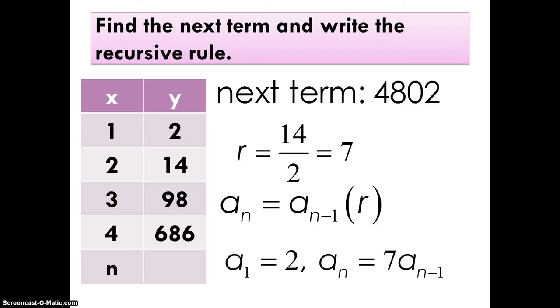So if you have that as a geometric sequence and that your common ratio is 7, and so your recursive formula would be a sub 1 is equal to 2, and then a sub n is equal to 7 times a sub n minus 1, you would be correct.